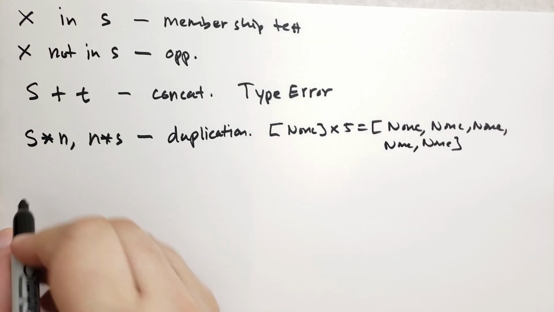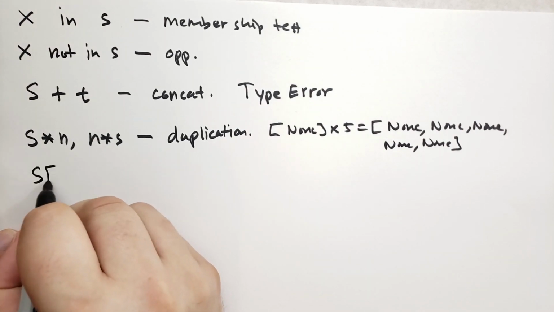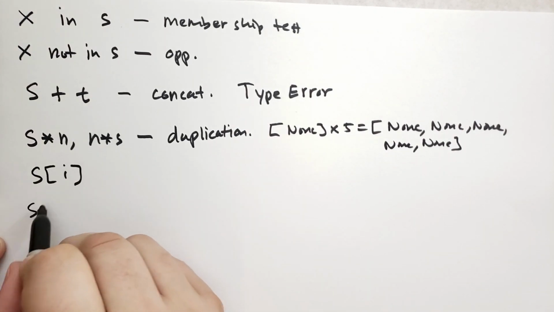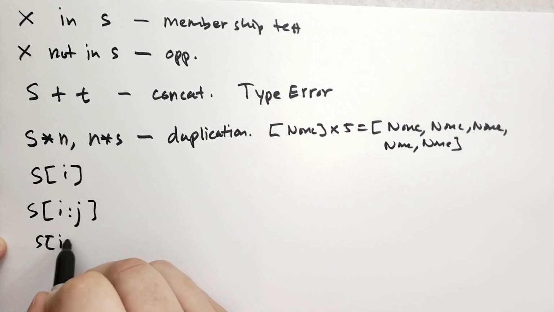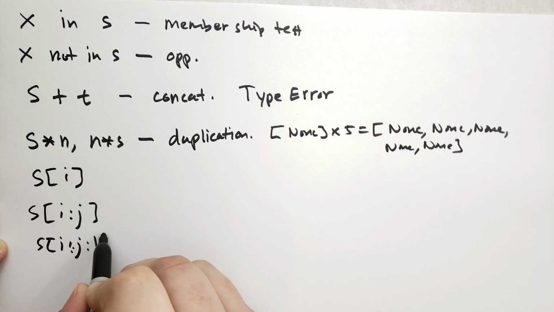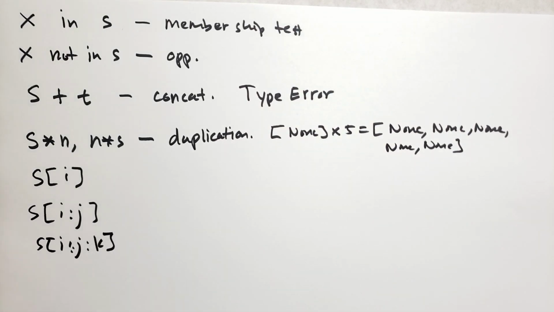Then there is subscription we just covered. So that's S of i, where i is some index, and we have slicing, which is S of i colon j, or you can have S of i, j, and k with colons in between. And the k version will do steps of k. Okay. The interesting thing about lists is we can modify them.